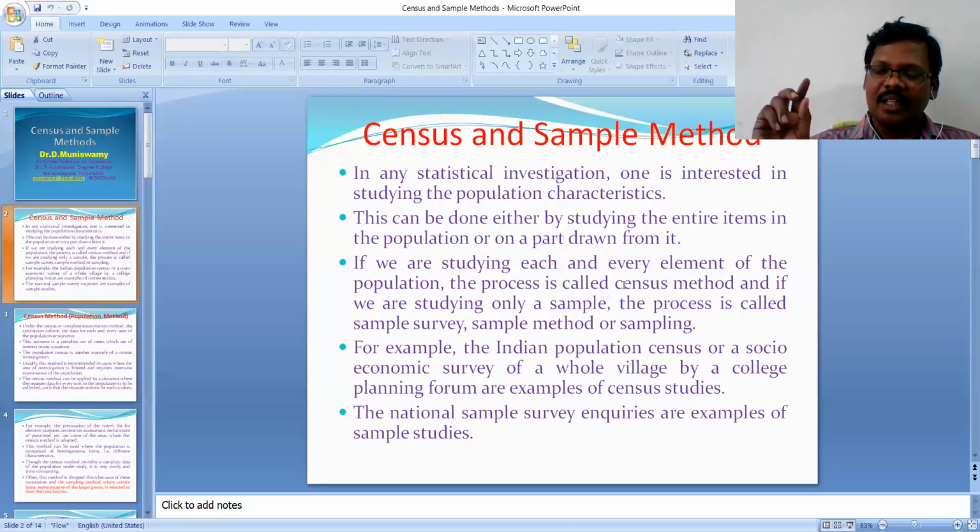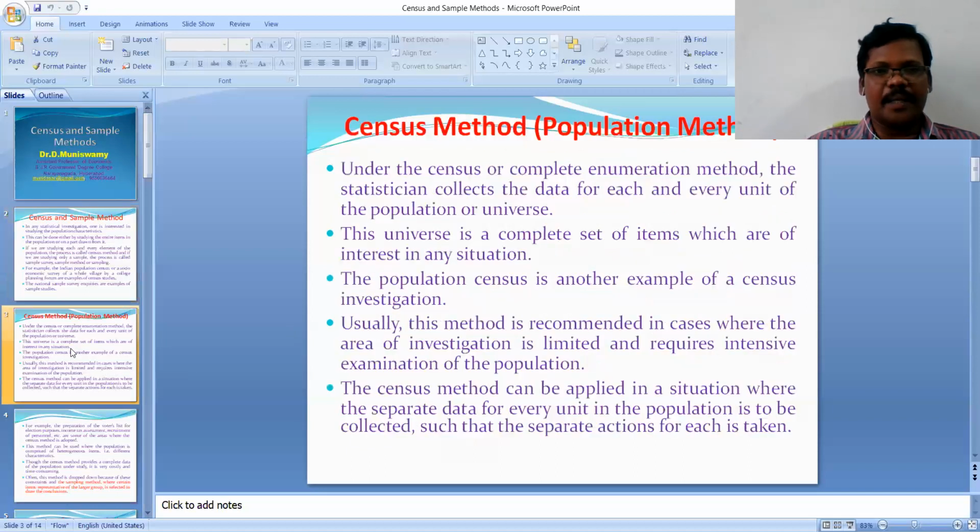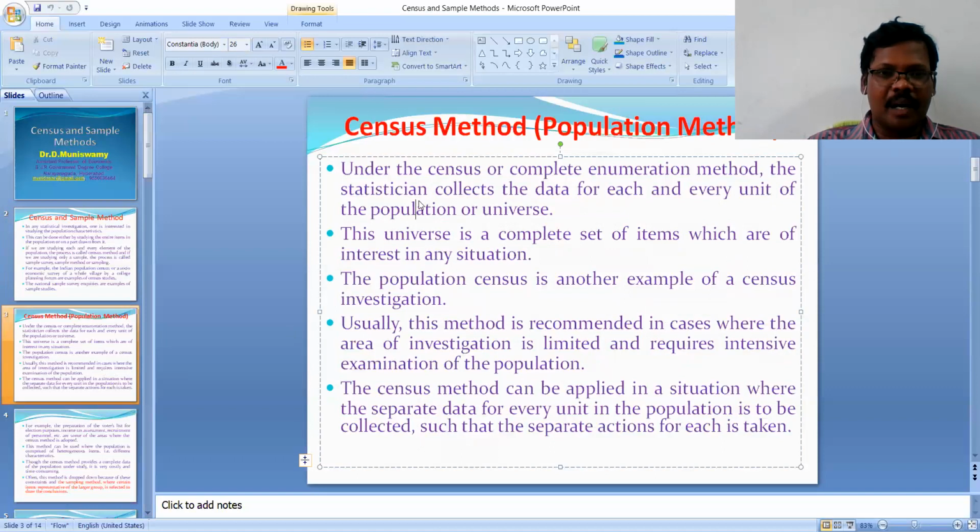and everything, it will mobilize the data from each and every respondent. So that, in simple meaning, is the difference between the census and the sample method. Census is one thing, and the sample one is another thing. Anyway, we will discuss in detail the census method. The census method is called the population method.